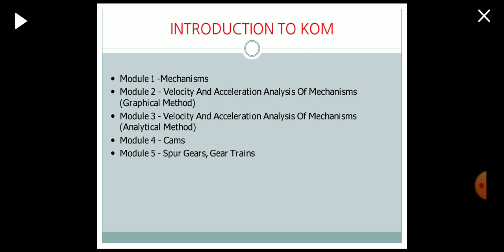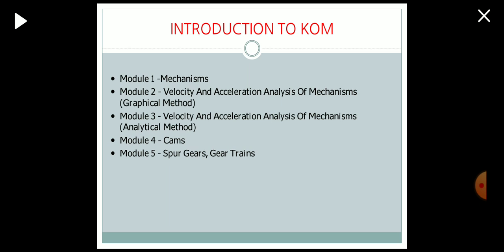The method of drawing and finding the velocity and acceleration of a mechanism is known as the graphical method. That is, we will do it graphically. In module 2 also, they have given many mechanisms like quick return motion mechanism, 4 bar mechanism, slider crank mechanism, etc. We will draw them, and we will find various information like velocity and acceleration.